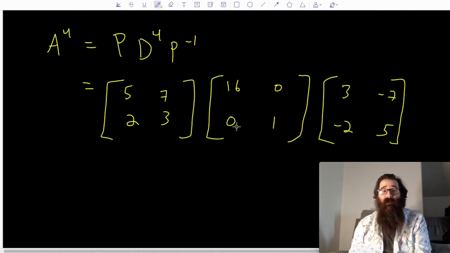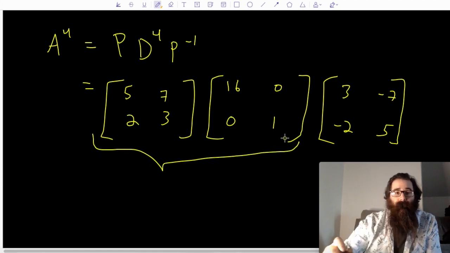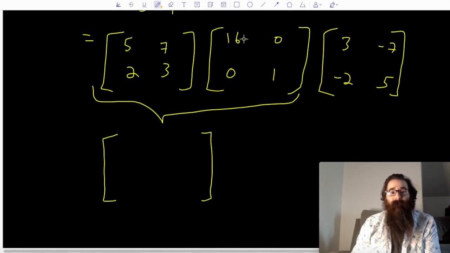Now I want to compute this. Now something very important for multiplying this out, I have to go from left to right. So here I'm going to start with P times D to the 4th. And I want to do my row column rule to compute this. So say, okay, here I have 5 times 16 plus 7 times 0. So it's really 5 times 16. And I like to think about this sort of like distributing. So I'm going to get 50 plus 30 is going to give me 80. And then finishing off this top row, 5 times 0 plus 7 times 1 gives me 7.